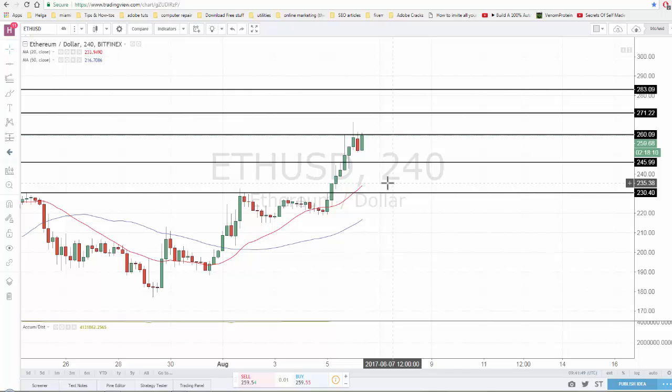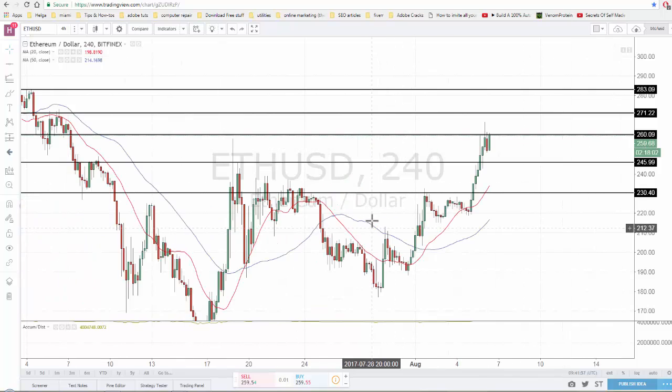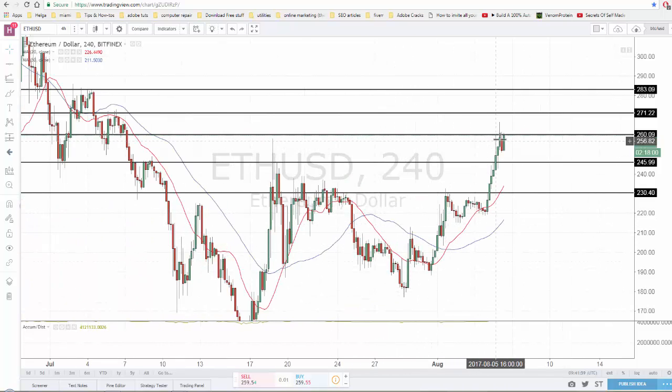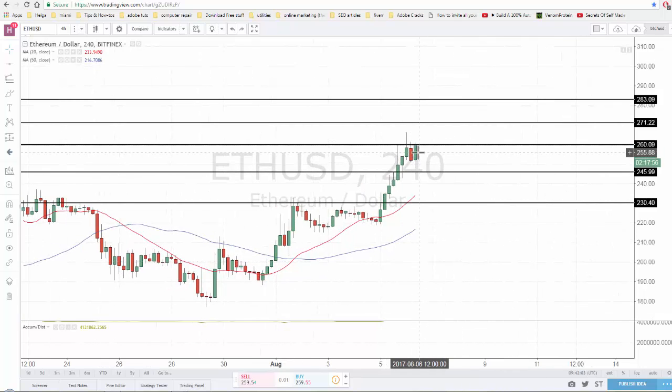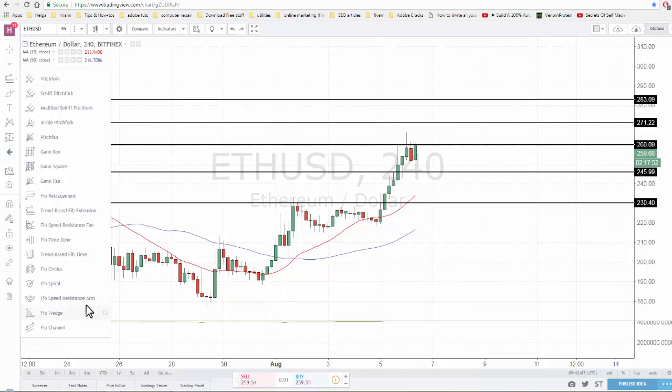Well, since we are uptrending, the more logical thing to think is that it's going to stop when it meets with the moving averages, because that's how uptrends react. But we want to be sure, or we want to get a better estimate. For this, we use the Fibonacci retracement tool here.